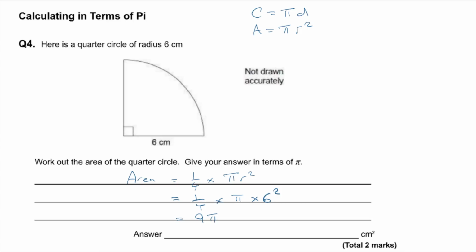And that's my answer. We're always going to give it in terms of pi on the calculated and non-calculated paper because I don't want you multiplying through by 3.14 whatever. So yeah, you just leave your answers as a multiple of pi. So 9 pi is our final answer.